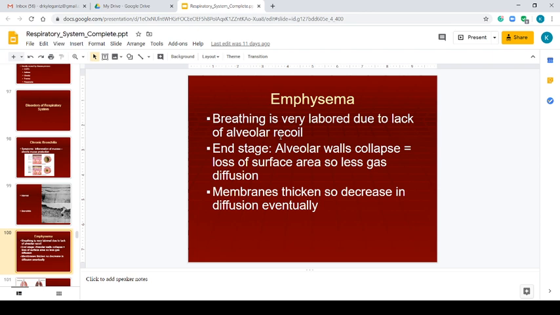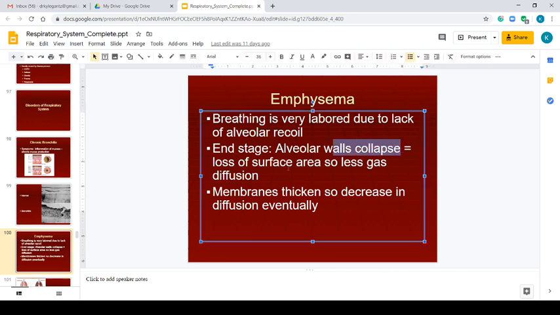So when you do that and you inflate, you stress those alveolar walls if they don't recoil. Then sustained pressure is going to cause walls to collapse. And when walls collapse, they break down, and then we lose surface area, and so we get less of this gas diffusion. All right. And the other part of it is that membranes tend to thicken, so they decrease the diffusion eventually, right? So you've kind of got a twofold thing.